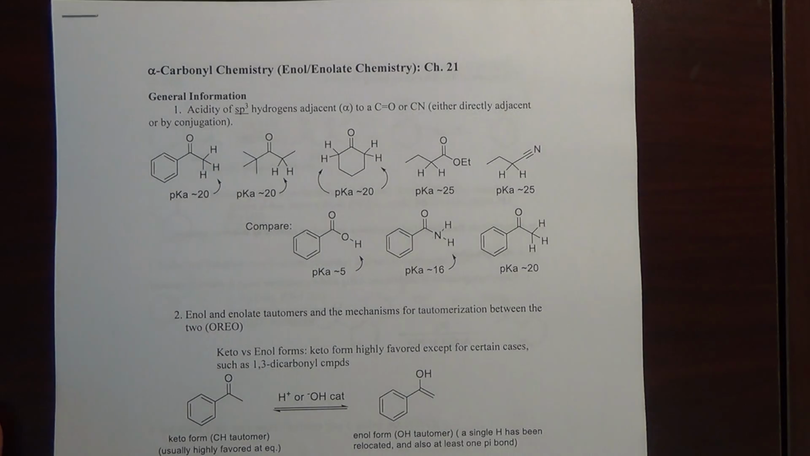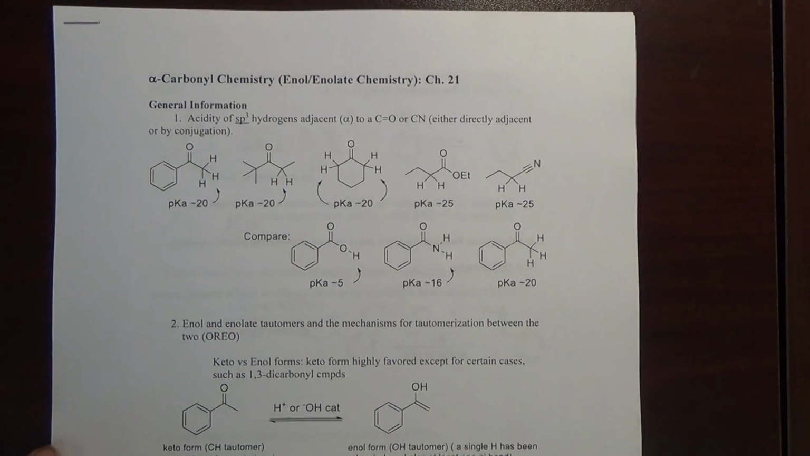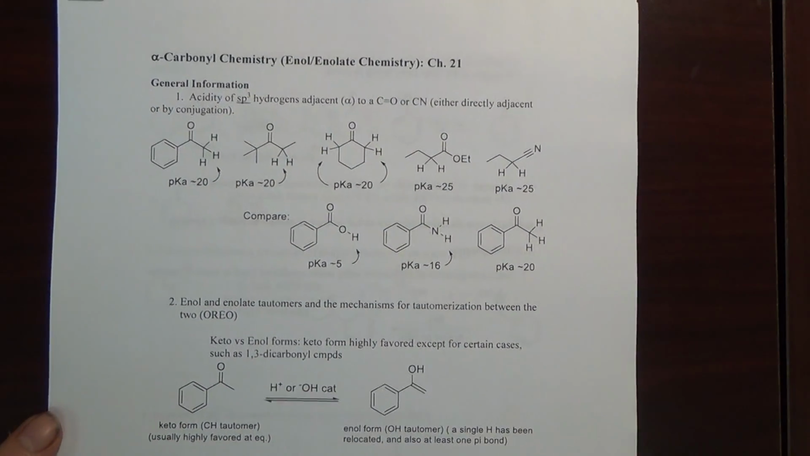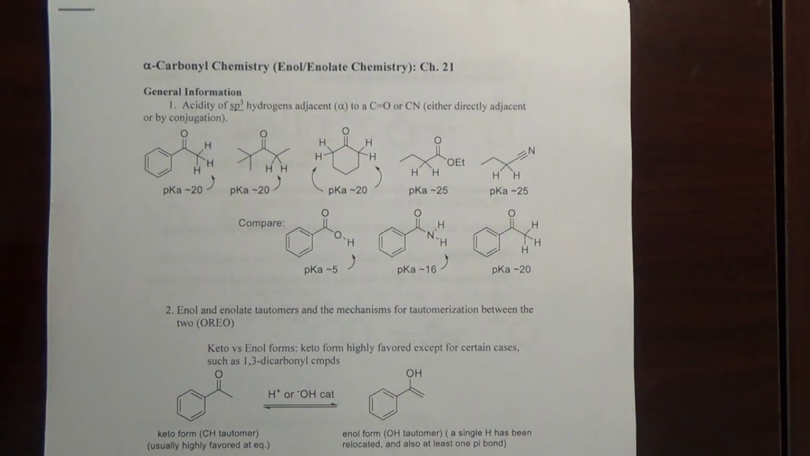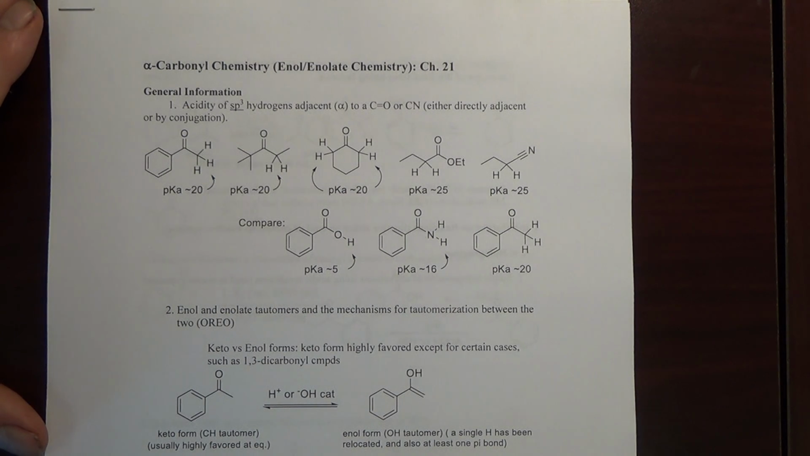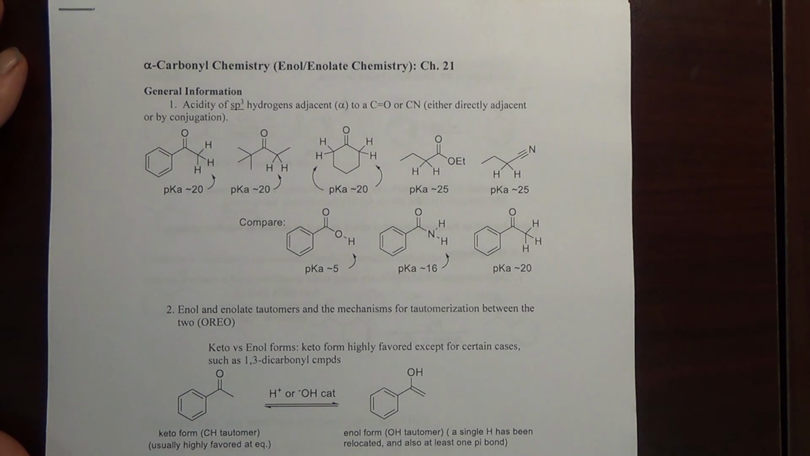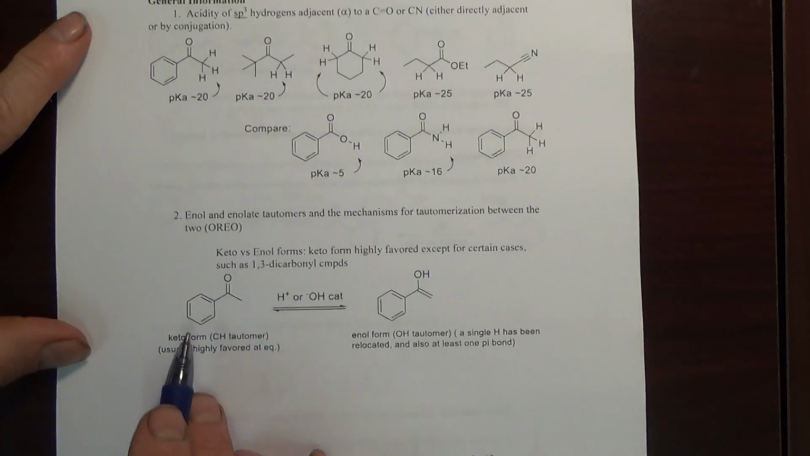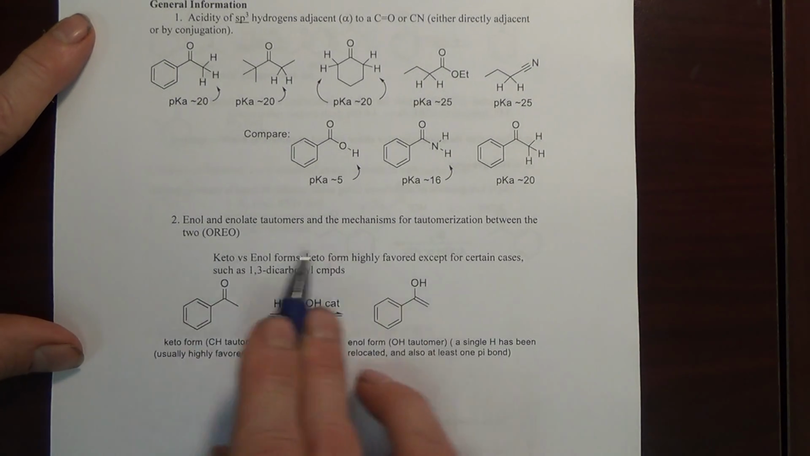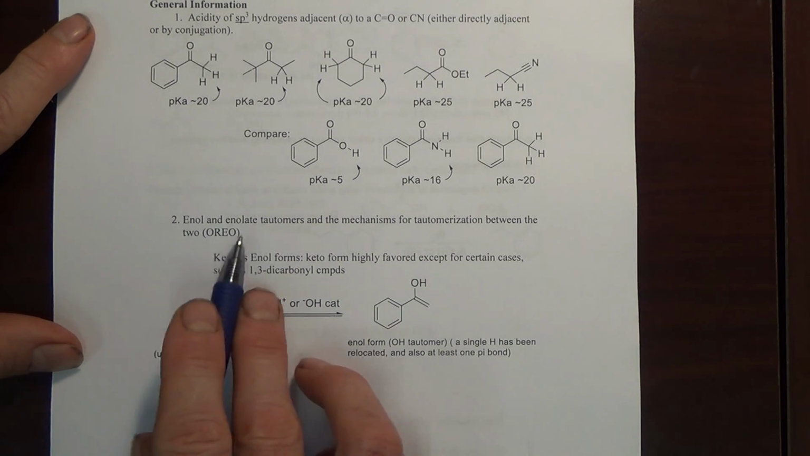Hi guys, in this video we will begin our look at alpha carbonyl chemistry, also known as enol or enolate chemistry. We saw enols in Organic 1 when we were hydrating alkynes to give an enol, and then that underwent a tautomerization to give the carbonyl compound. We will see enols here again, and again we will look at our mechanism if you remember Oreo from Organic 1.